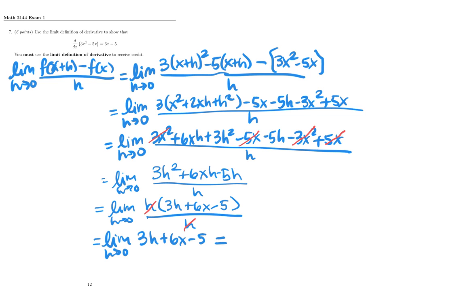Now I'm at the point where I can take that limit because I don't have that h going to 0 in the denominator anymore. So now I can go ahead and plug in 0 for h, and that gives me 3 times 0 plus 6x minus 5, which reduces to 6x minus 5, which is what I was going for. So we're done there.